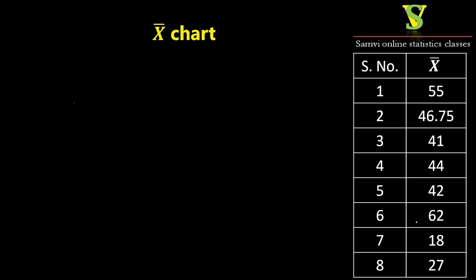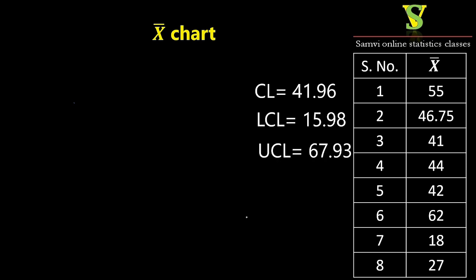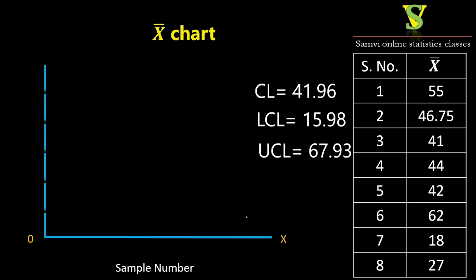So once you calculated upper control limit, lower control limit, then the center line, next step is plotting the chart. So now you move for x bar chart. First plot x-axis. On x-axis, you have to take sample number, and then plot y-axis. On the y-axis, you have to take sample mean.